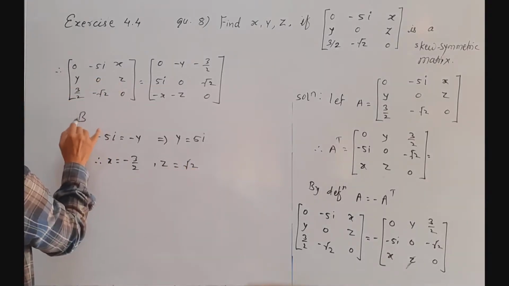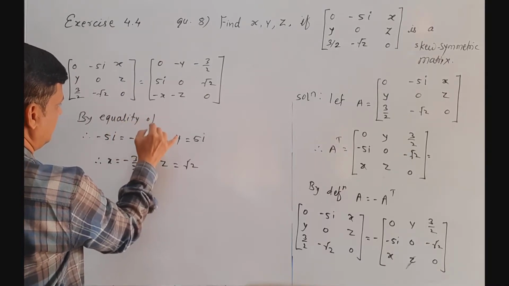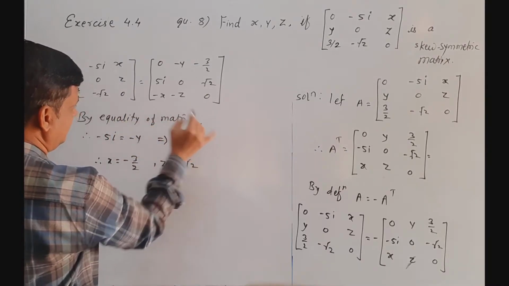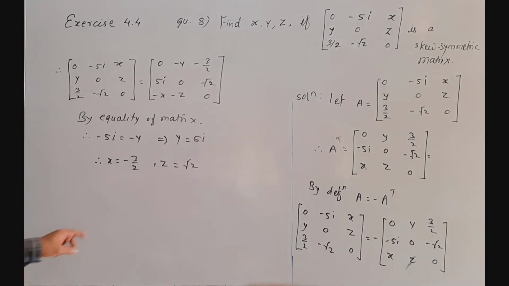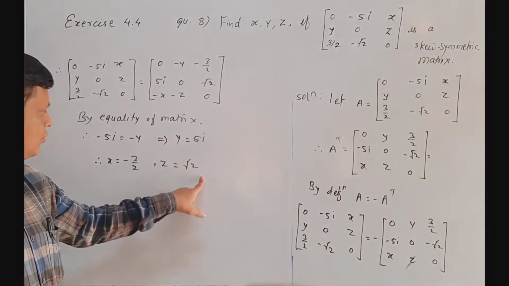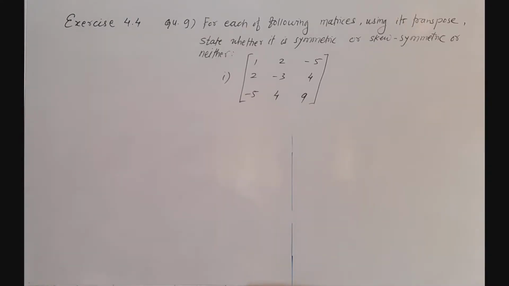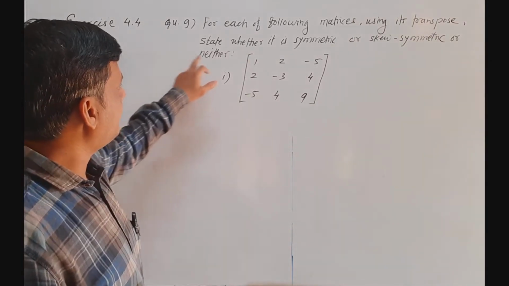So write here, by equality of matrices. In this way we get the value of x as minus 3 by 2, z equals to root 2, and y equals to 5i.